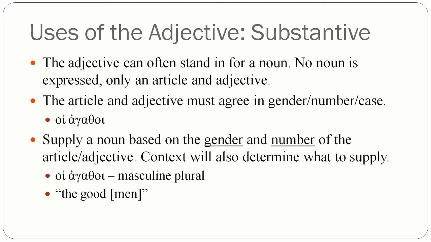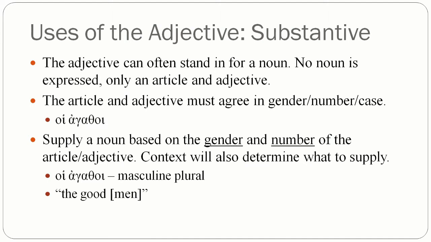With this one it is super easy to identify as well. It must agree in case, gender, and number, but there will not be any noun expressed with it. There won't be any Greek noun with this. You will only have an article and an adjective, and again, both of those must agree in case, gender, number.